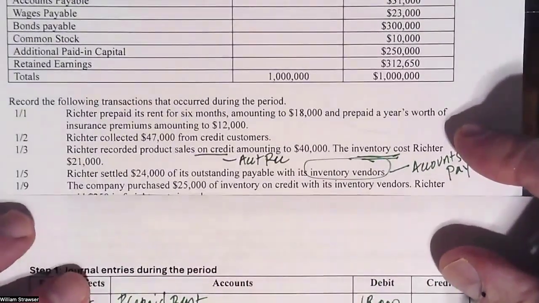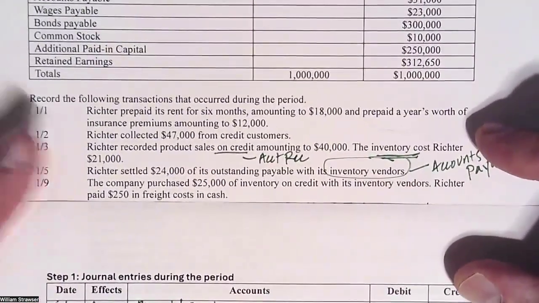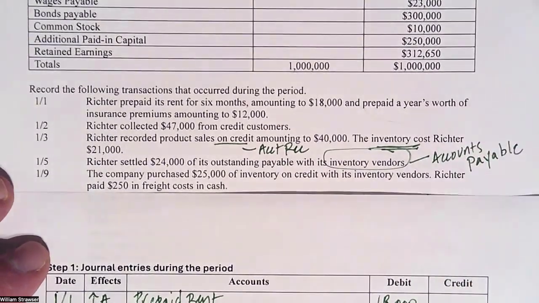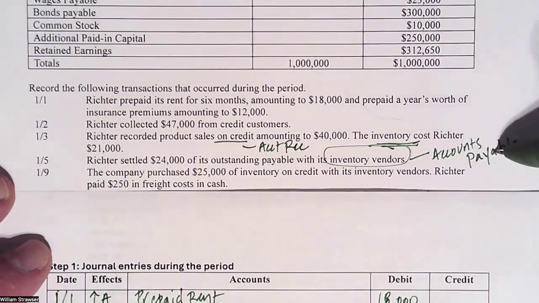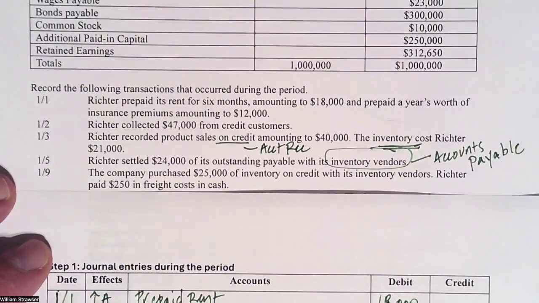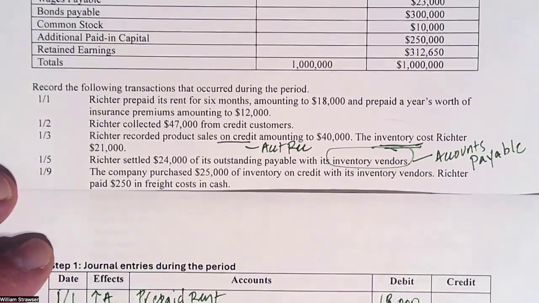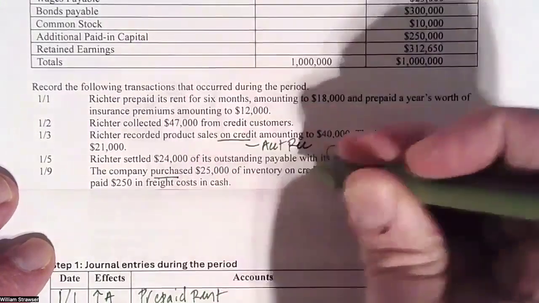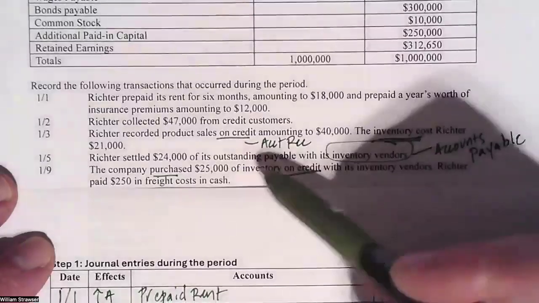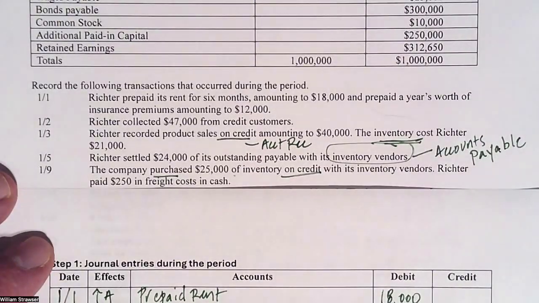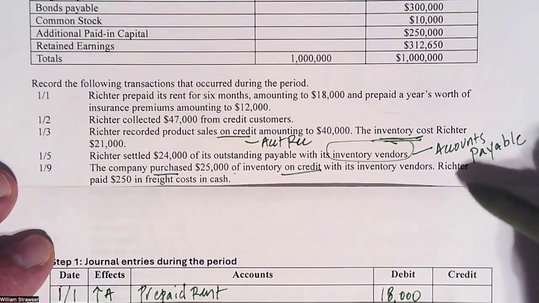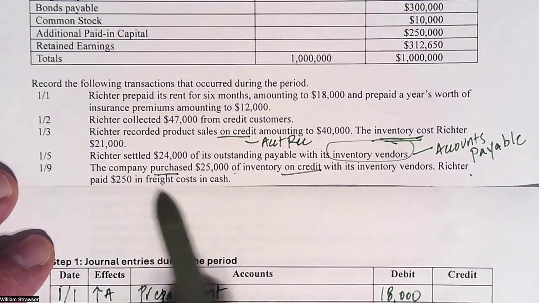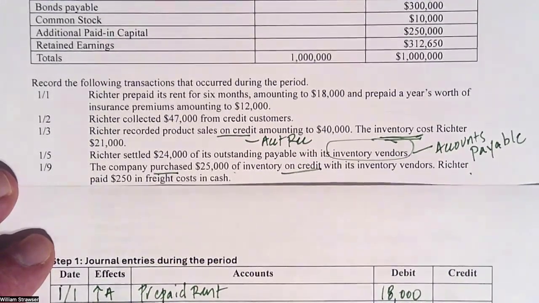On the next dated transaction, the company purchased $25,000 of inventory on credit with inventory vendors. So we paid some off, right? We paid off some of our outstanding account, but now we're drawing upon more account, more liability because we're purchasing on credit. We get $25,000 of inventory with this purchase, and we also pay, my company, Richter, pays $250 of freight costs in cash.